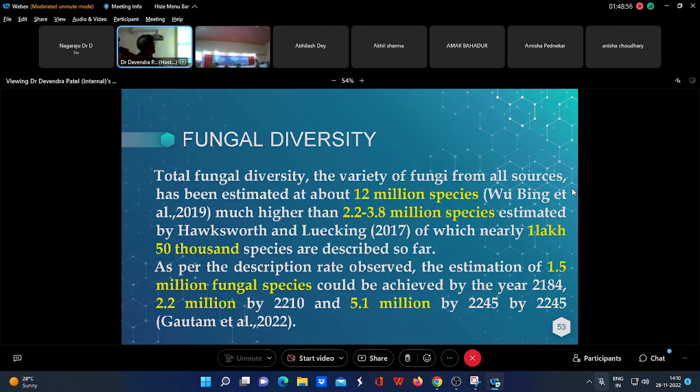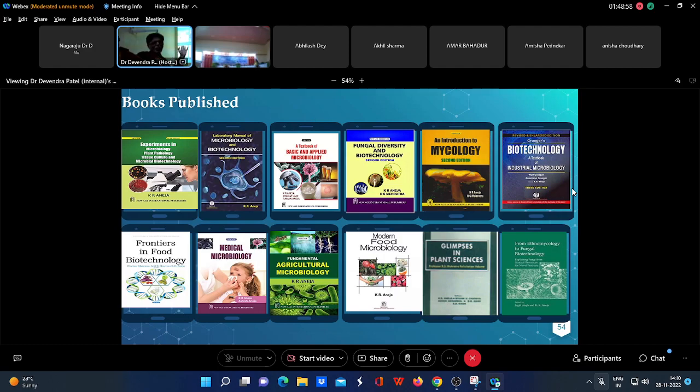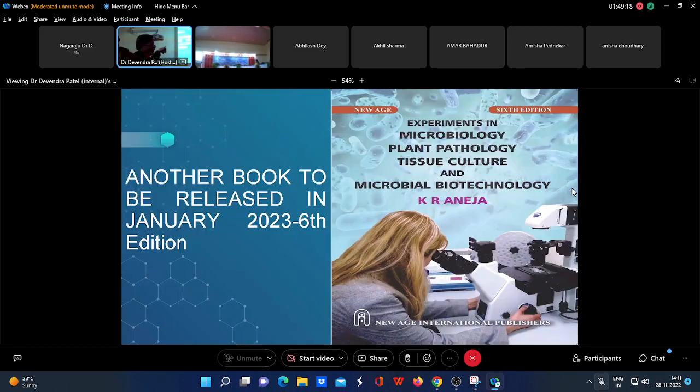Next. Now here is the list of the 10 books. There are 3 edited books and 9 authored books. 9 authored, 3 edited, and there are 2 volumes which have been authored by me, edited by me. Next. Now here are 2 books which have been released today in the morning session.